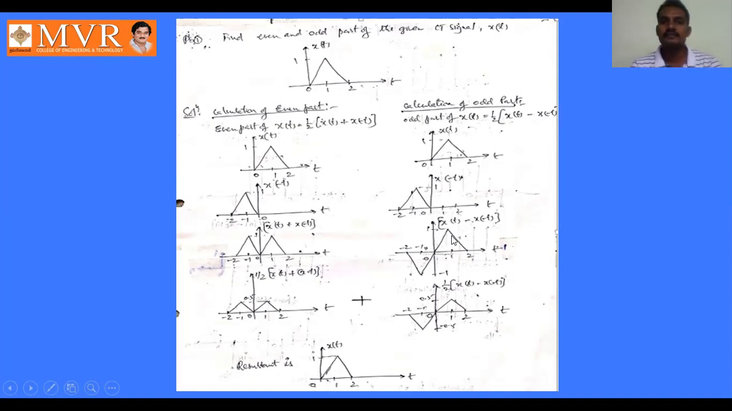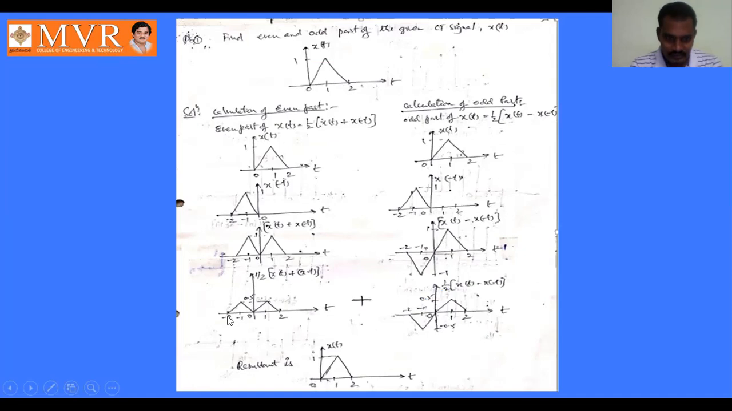Halved in the sense amplitude will be halved. So the original amplitude is 1, it will be halved, which means it is 0.5. And here also the amplitude will be halved, it will become 0.5. So this is the odd part of our given signal. So this is the even part of our given signal. By adding these two, we will get the original signal.